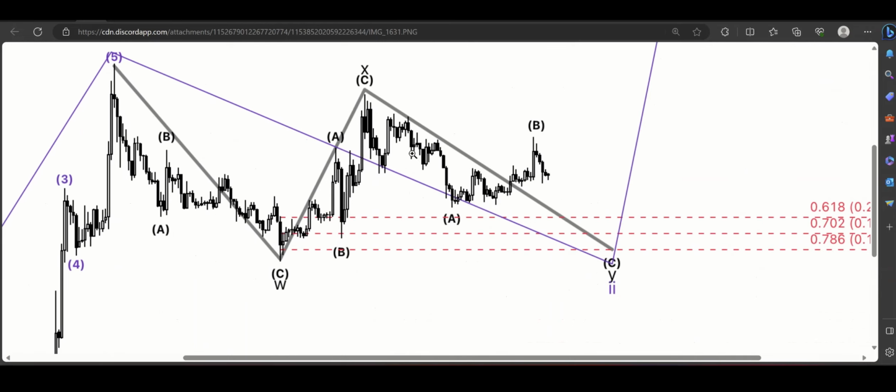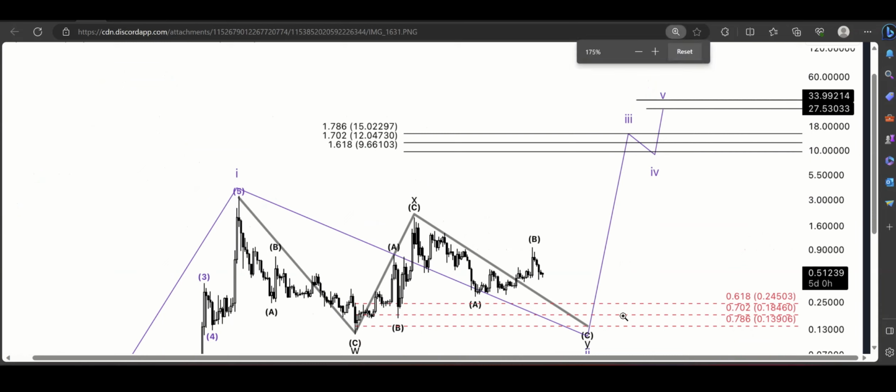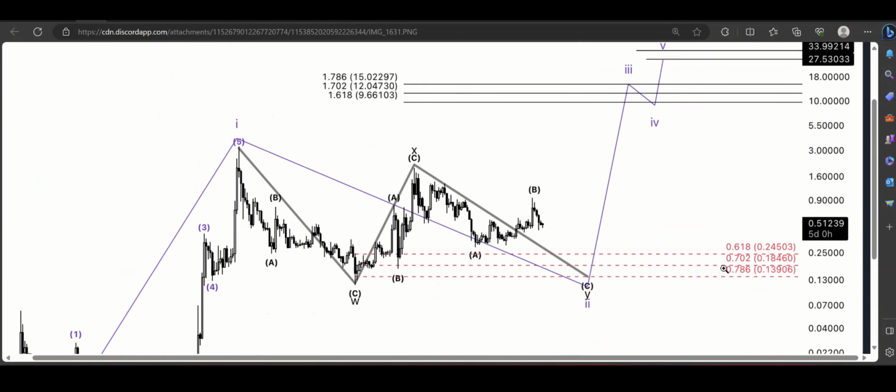Okay, so 3 wave move down, 3 wave move up, and then another C wave to the downside to formulate your Y wave. And then here are your 3 DCA zones. Okay, these would be the projected bear market bottom lows over here. So these are your DCA zones before we eventually see a rise to these targets that we've been talking about for years.